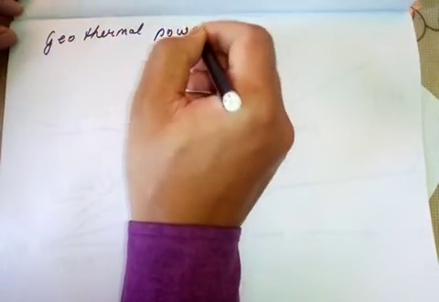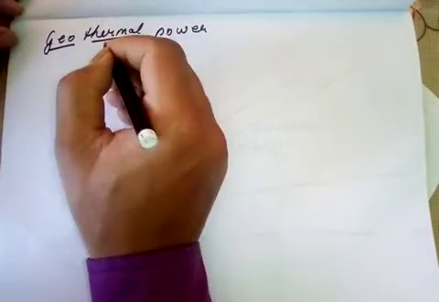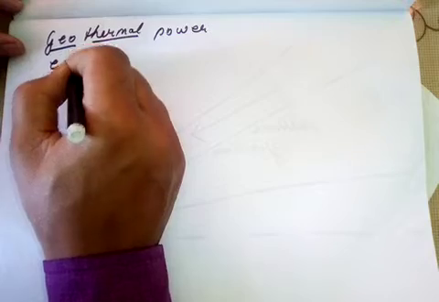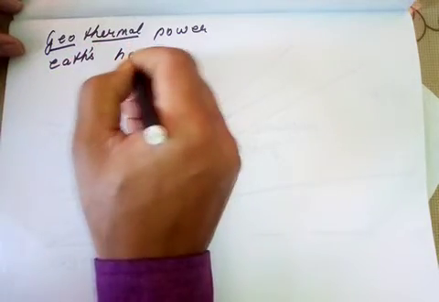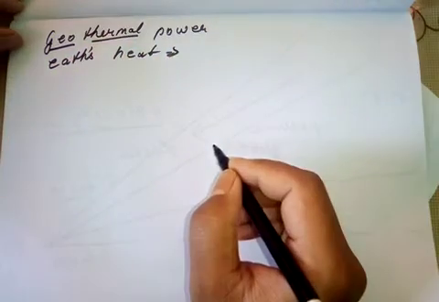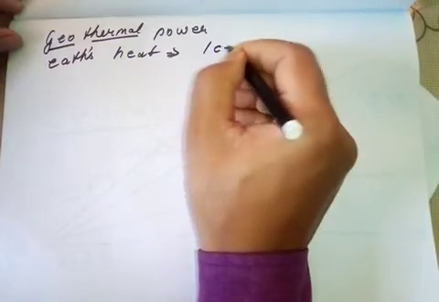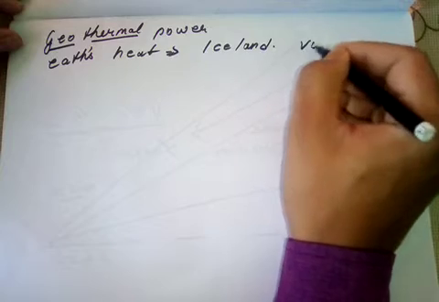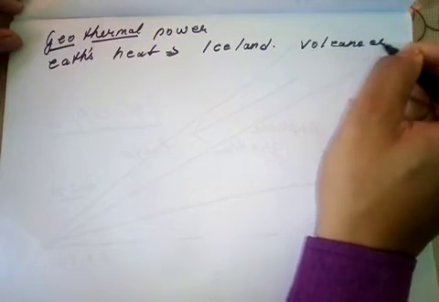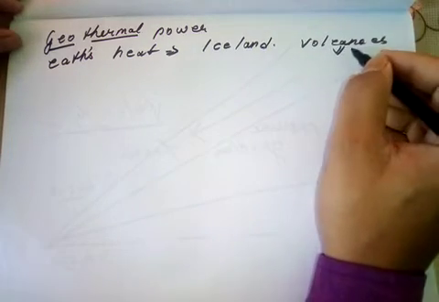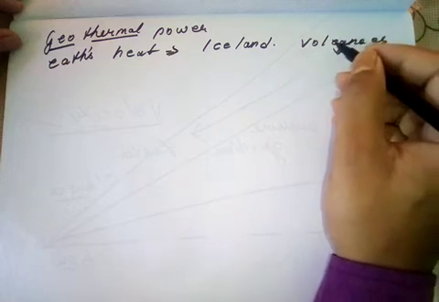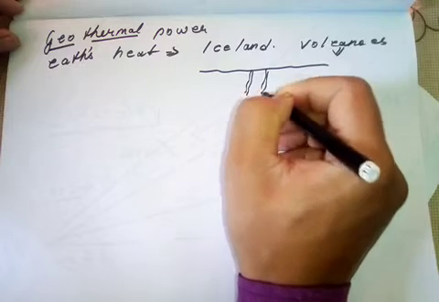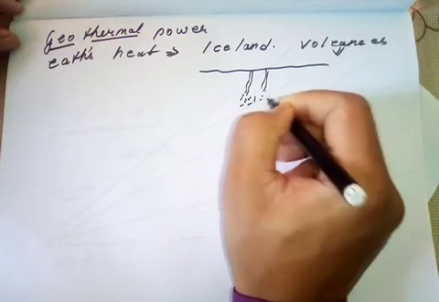Geothermal power: geo means earth, thermal means heat. That means the earth's heat can be used to generate electricity. In some countries like Iceland, where there are many volcanoes, the heat from under the earth is leaking all the time underground. Under the ground certain cracks are formed, and the heat is trapped here.